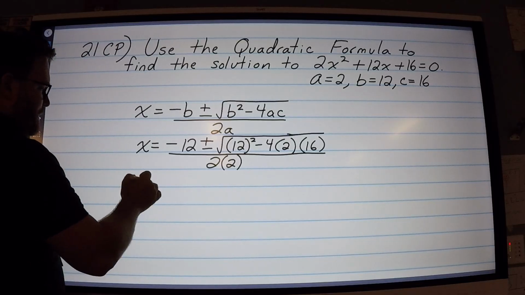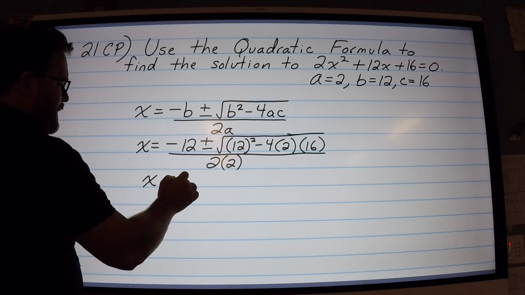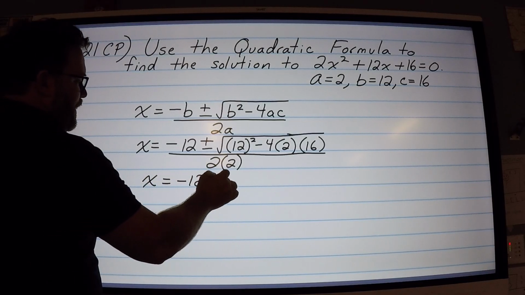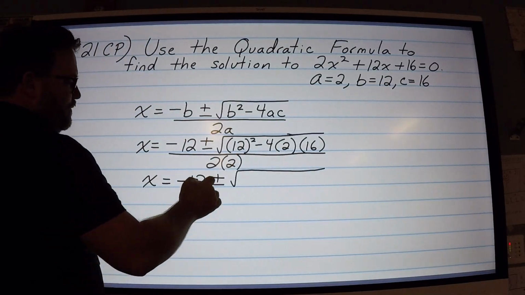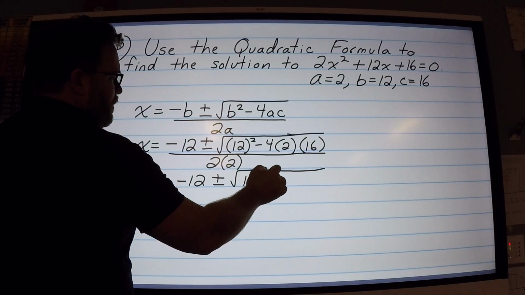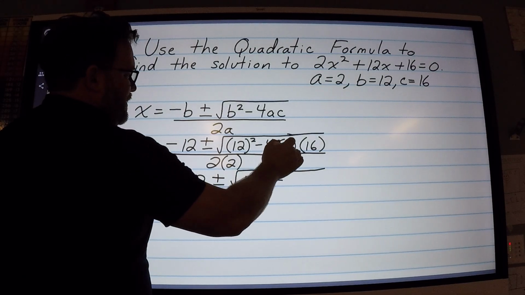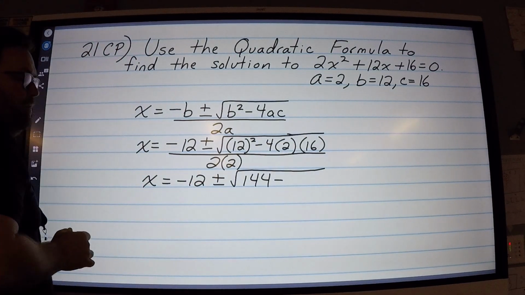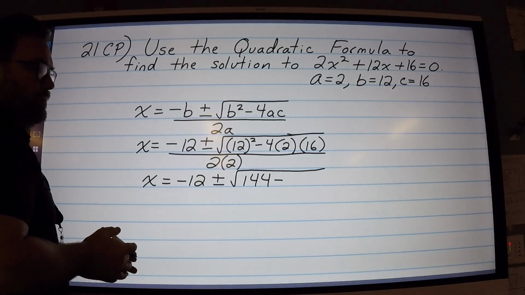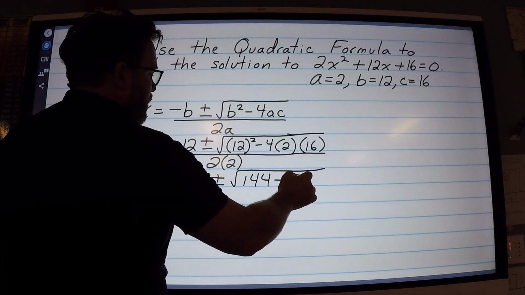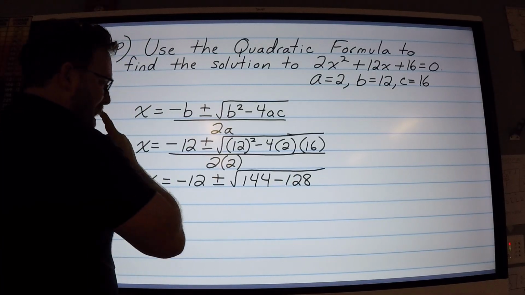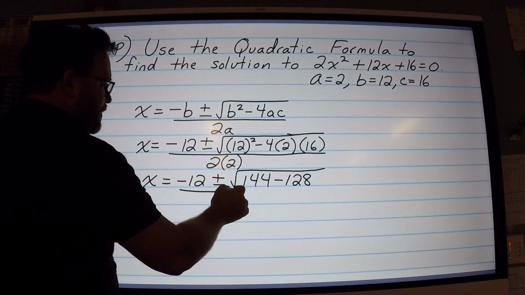Okay, so we're going to start to work this out. So we have x equals negative 12 plus or minus 12 squared is 12 times 12, so 144. 4 times 2 is 8, and 8 times 16, well, you have 80 plus 8 times 6, so 80 plus 48 is 128. Okay, and that's all over 2 times 2, which is 4.